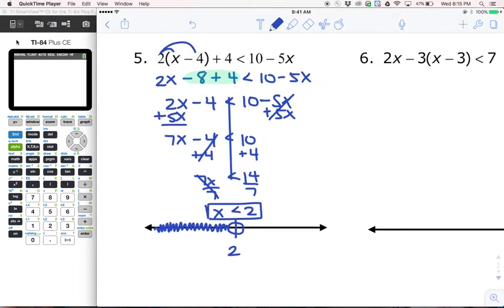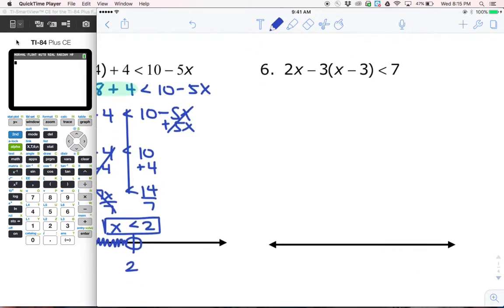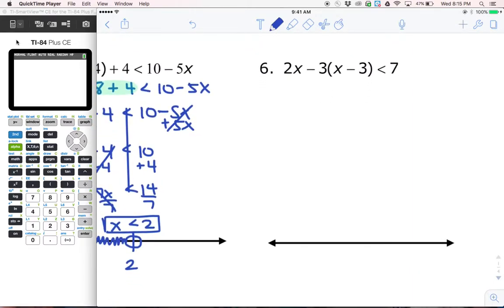All right, problem 6. Another parentheses to deal with here. So let's take care of that. We got 2x minus 3x. Negative times a negative is going to be a positive 9 is less than 7. We're going to combine our like terms. They're both on the left side, so just 2 minus 3x is negative 1x, plus 9 is less than 7.